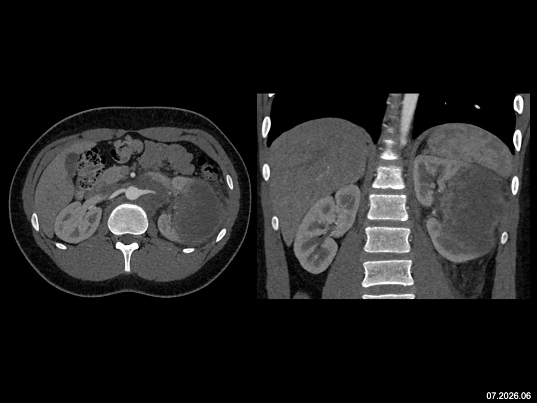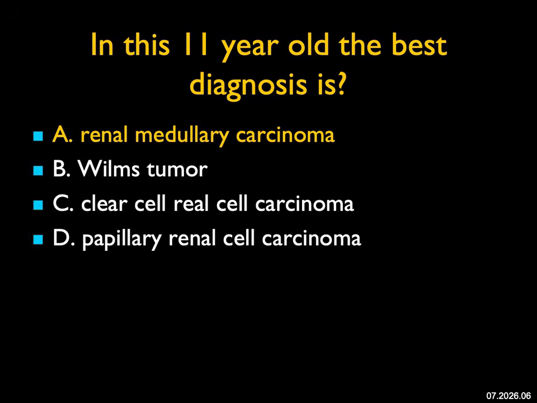Renal medullary carcinoma is an older, more like teenagers perhaps, but it's also typically seen in patients with sickle cell disease. This was renal medullary carcinoma, one of the pediatric renal tumors, but again, if you said Wilms, I'm going to give you full credit.